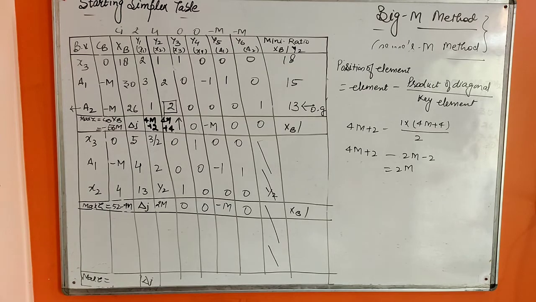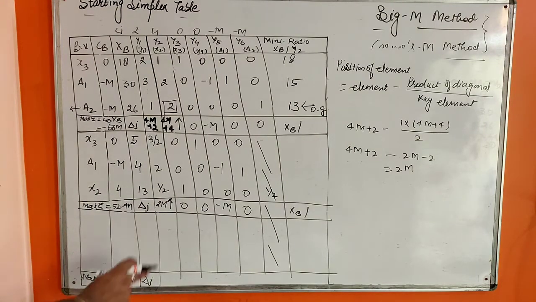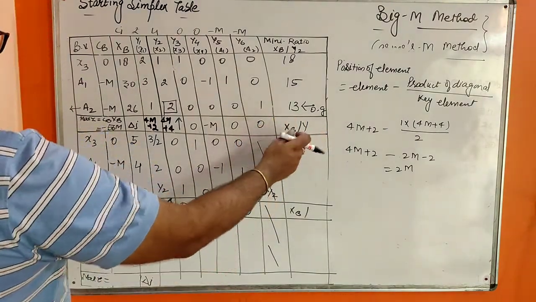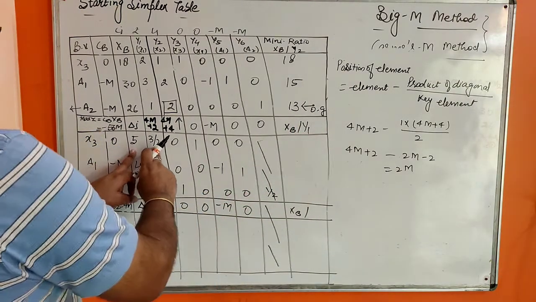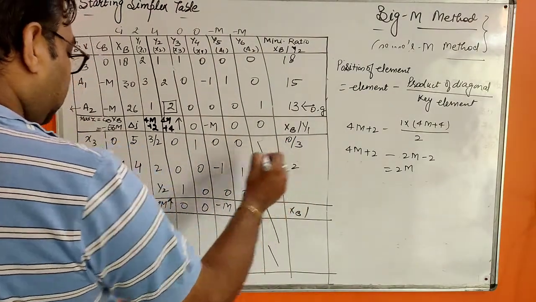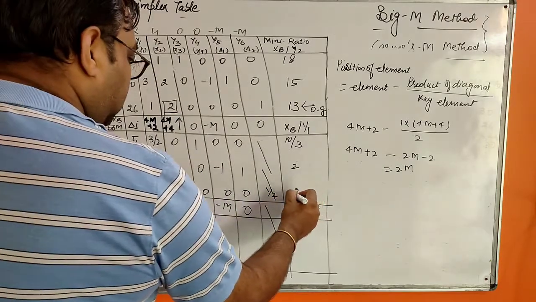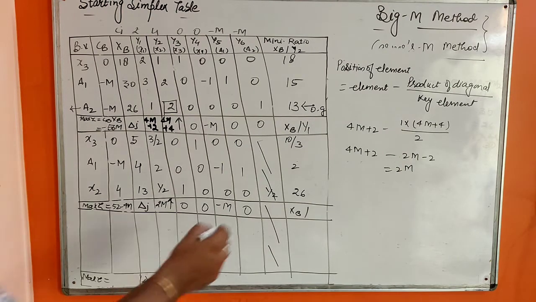Now again see, if there is any delta j which is most positive, then we can move further, otherwise no need to move further. So there is a delta j which is most positive, that is 2m. So this is ICB. So we have to move further. What we have to do? XB will be divided by Y1 to find the minimum ratio. So divide 5 upon 3 by 2, that is 10 by 3, 4 upon 2, that is 2, 13 upon 1 by 2, that is 26. So what is minimum? The 2 is minimum.